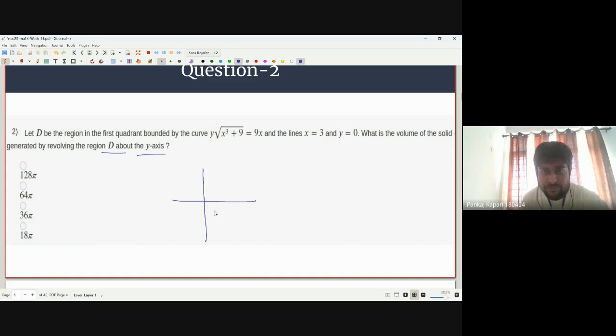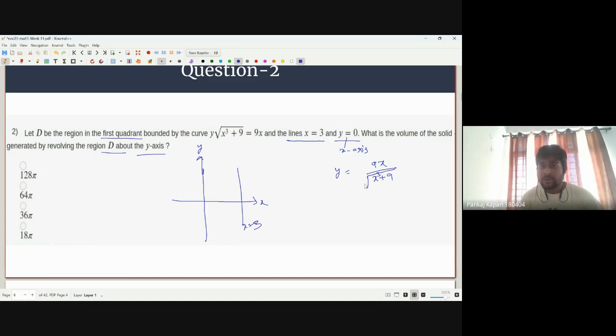We are revolving about the y-axis, and this region is bounded by two lines, x equal to 3 and y equal to 0. What is y equal to 0? This is the x-axis, and the region is in the first quadrant. Let's say this is the line x equal to 3, and there is a curve which is given by 9x divided by x cube plus 9.